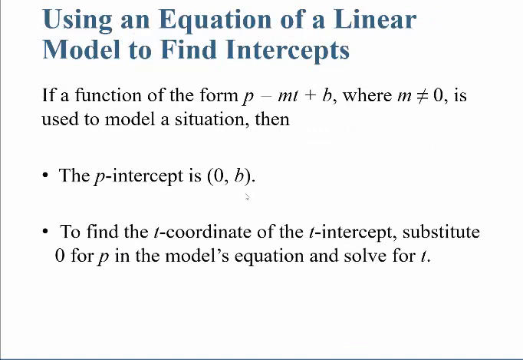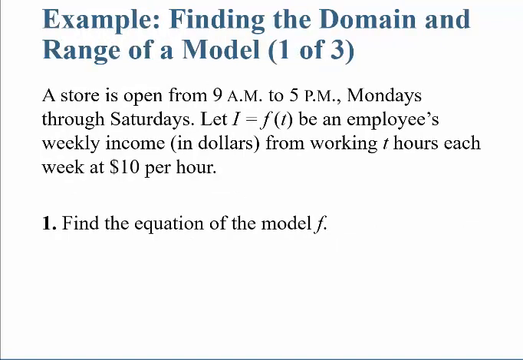All right, so if a function of the form p is equal to mt plus b, where m is not equal to 0, so a non-zero slope, is used to model a situation, then the p-intercept is (0, b), obviously. To find the t-coordinate of the t-intercept, substitute 0 in for p in the model's equation and solve for t, like we did in the previous example.